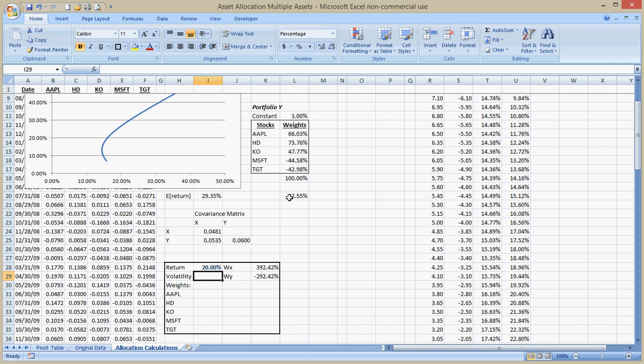What about the volatility? Well, the volatility is equal to the square root, and I have this in red so you can see the blue is input, the red's output, and I'm leaving these alone because they don't really matter. Square root of the weight of X squared times the variance of X plus the weight of Y squared times the variance of Y plus 2 times the weight of X times the weight of Y times the covariance. I don't have to lock any of those down because I'm not copying them.